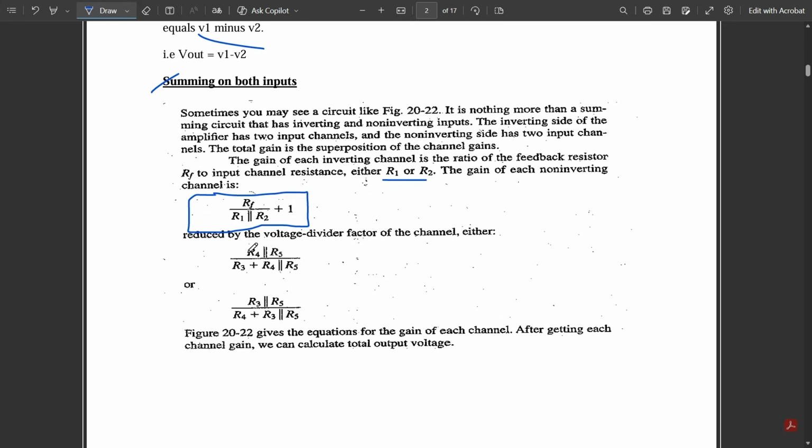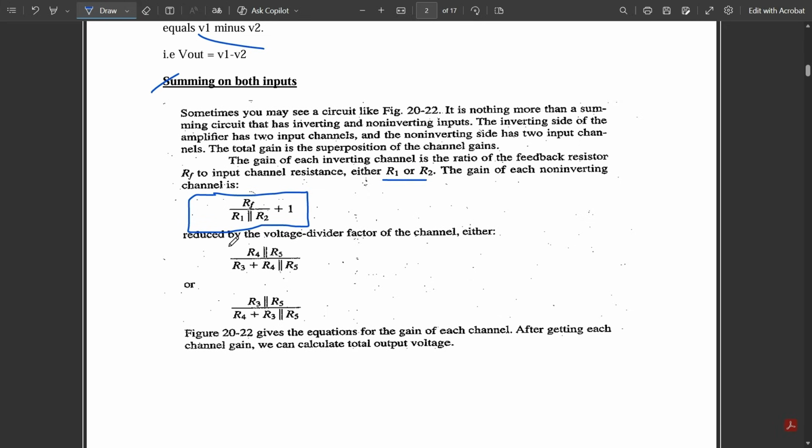That is, if we apply the voltage divider factor, then R3, R4, R5 would come into the picture. That is, we would be getting R4 parallel to R5 divided by R3 plus R4 parallel to R5. Okay, so this is with respect to R4. Now with respect to R3, we have this relation: R3 parallel to R5 divided by R4 plus R3 parallel to R5. So for the different stages of inputs, we would be getting different values of voltage gains.